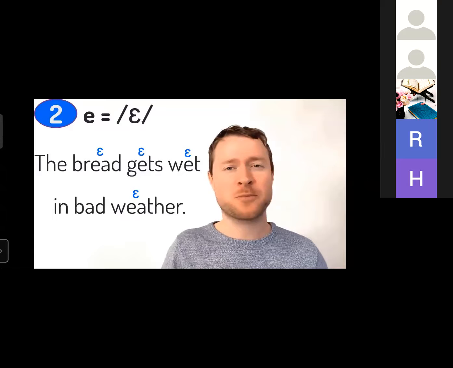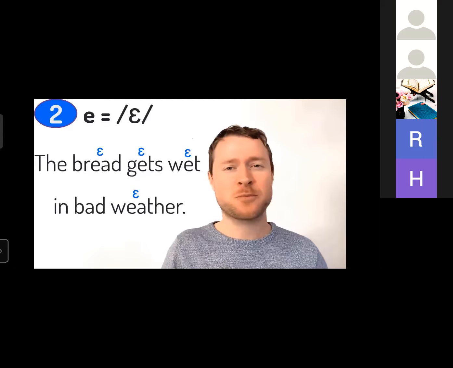That's great. Another one, but faster this time. The bread gets wet in bad weather. That's great. Another faster one. Another, faster and faster. The bread gets wet in bad weather.